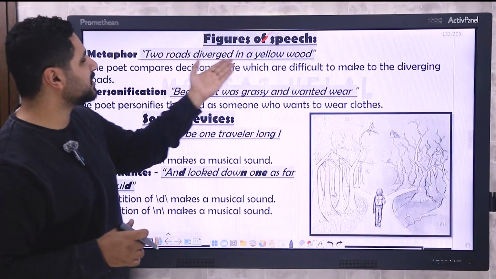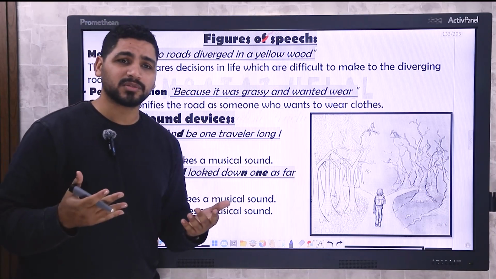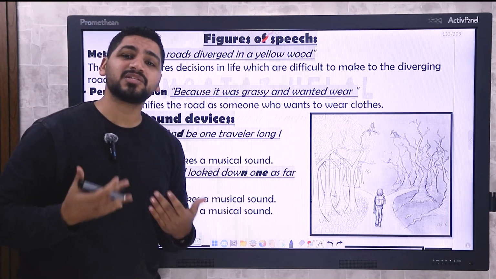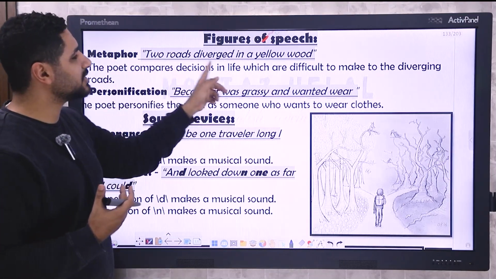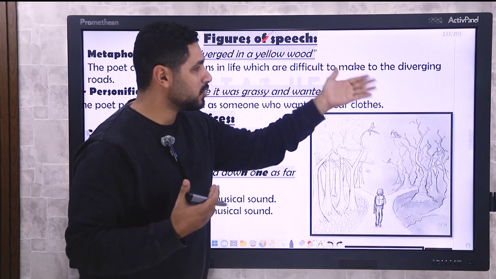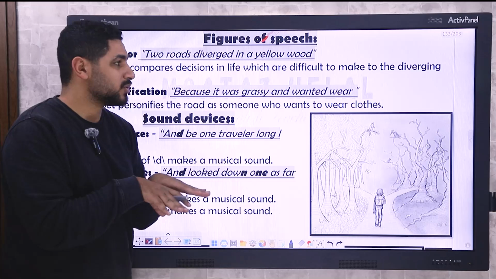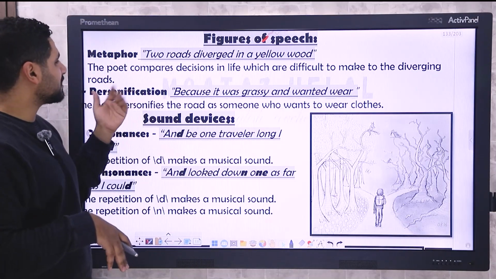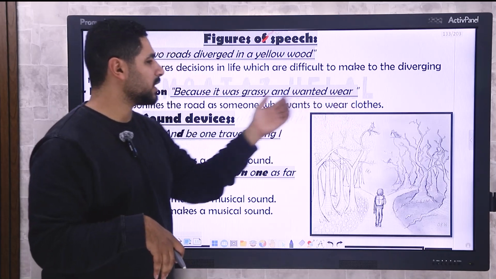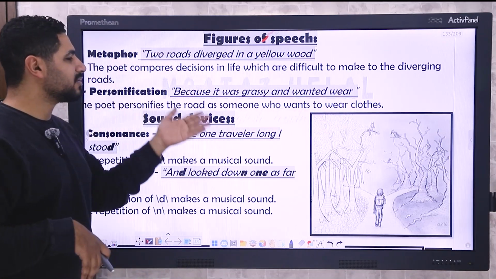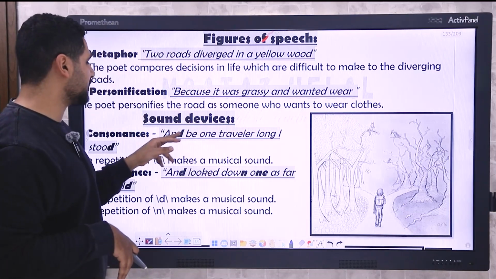Then we can have some things written down. He said, two roads diverged near the woods. Actually, in the first line, he's not talking about roads. He just wants to speak about decisions in life. So the poet compares decisions in life, which are difficult to make, to diverging roads, roads which are splitting or separating. And there is a personification in the line that says, because it was grassy and wanted wear. The poet personifies the road as someone who can want and can wear clothes, and that's a personification.